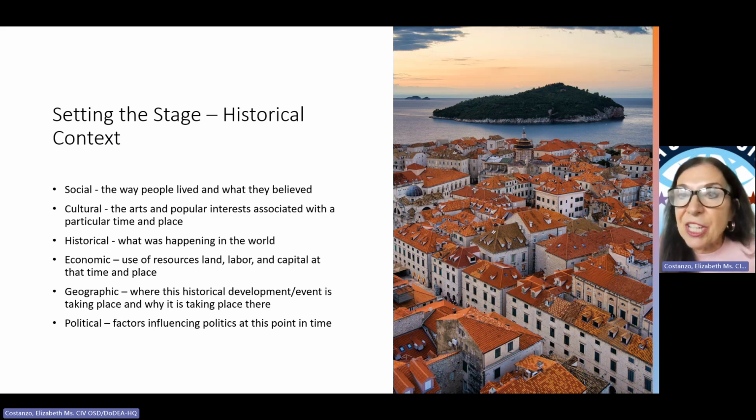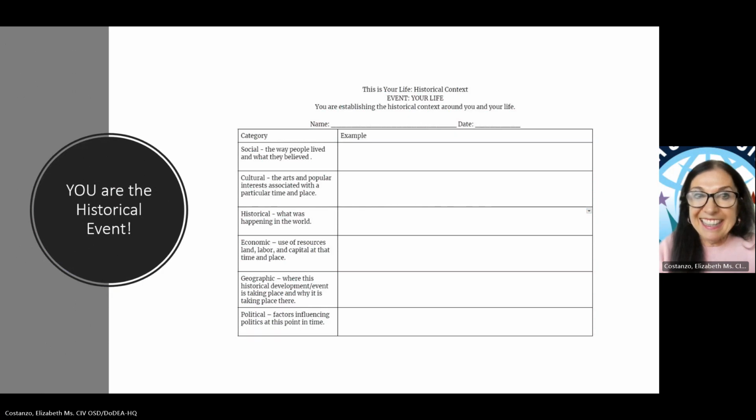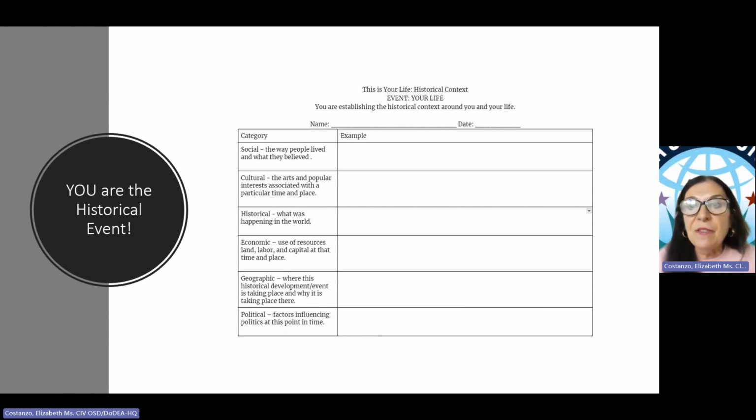So the 6 considerations that I just mentioned that we'll be thinking about regarding historical context are social, cultural, historical, economic, geographic, and political. How we're going to take a look at those? Because you are going to be looking at your life through these historical perspectives. So if a student of history was studying your life 50 years from now, what is the historical context? For each of the categories, put an example from the time you live in and your personal life.